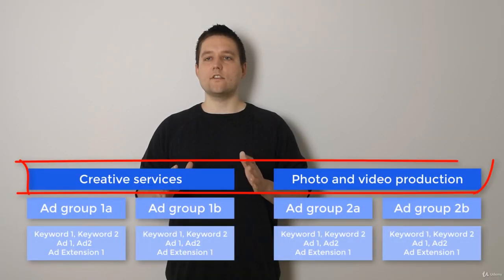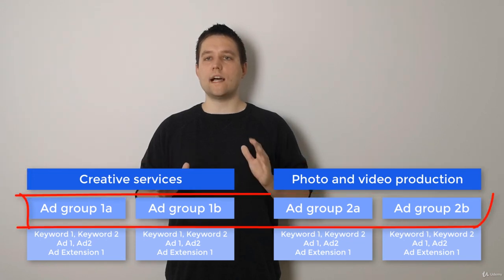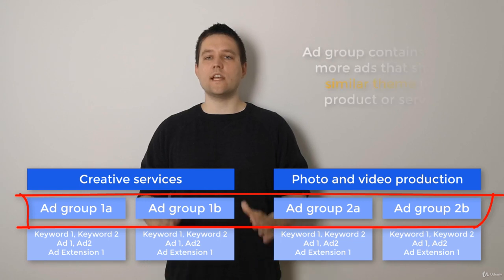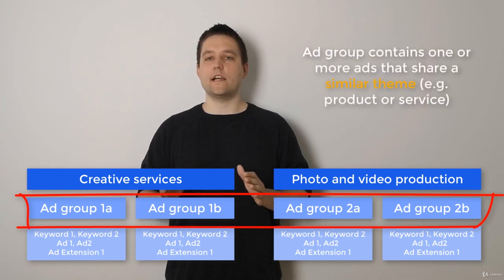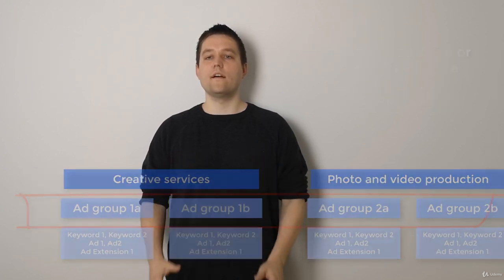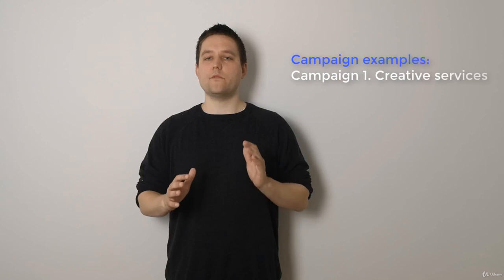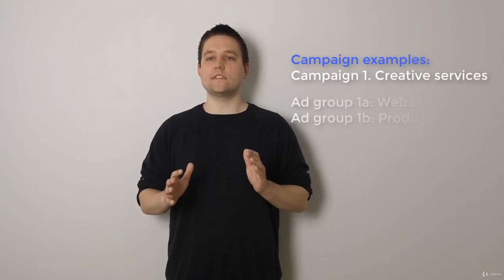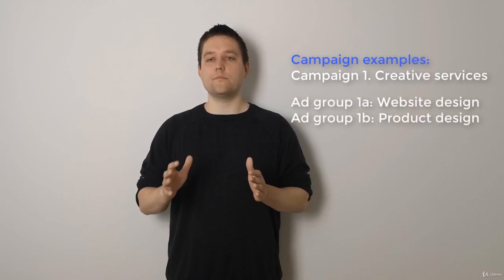Then after you decide on the campaigns, you decide on what ad groups you want to have inside each of the campaigns. Ad groups contain one or more ads that share a similar theme. Usually, one ad group is used for one product or service, or one product or service type. For example, we have campaign creative services. We offer creative services such as website design and product design. We can add these two ad groups to our creative services campaign.